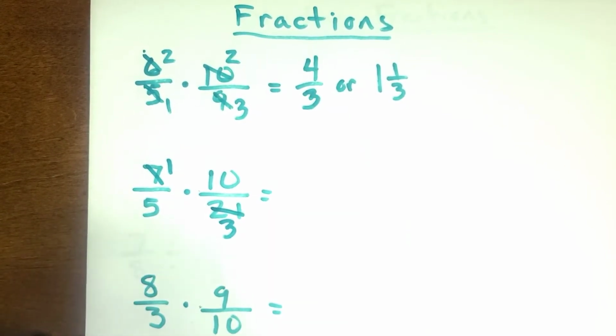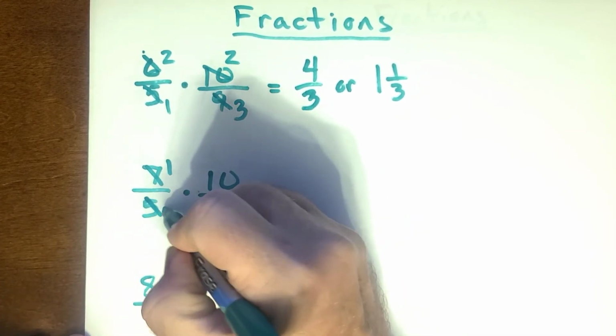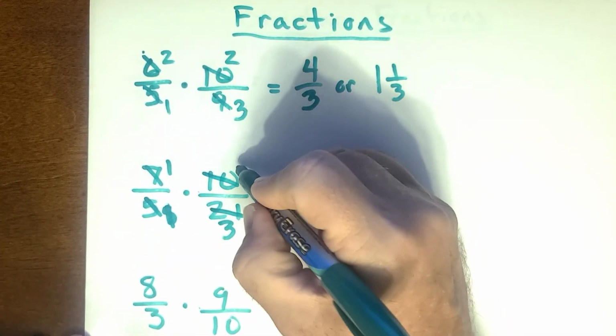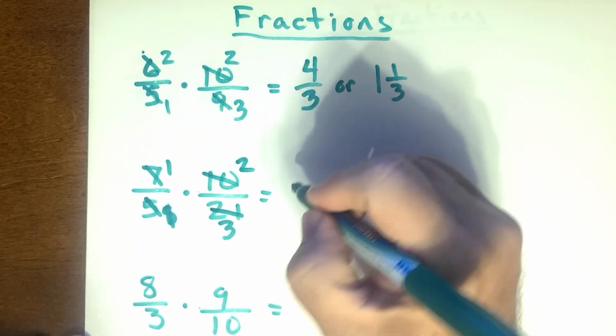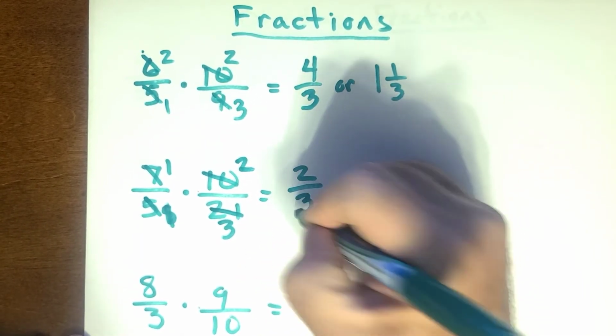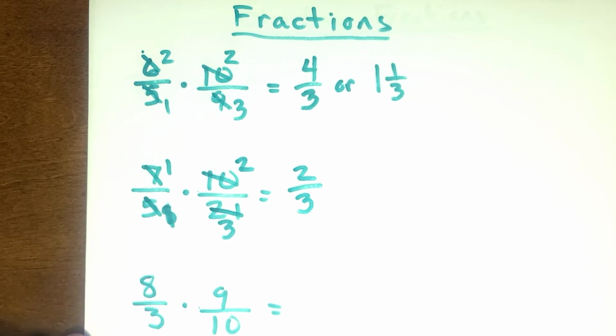What about 10 and 5? Well, up here we saw that it was 5. So 5 divides 5 1 time, 5 divides 10, 2. 1 times 2 is 2. 1 times 3 is 3. So, next.